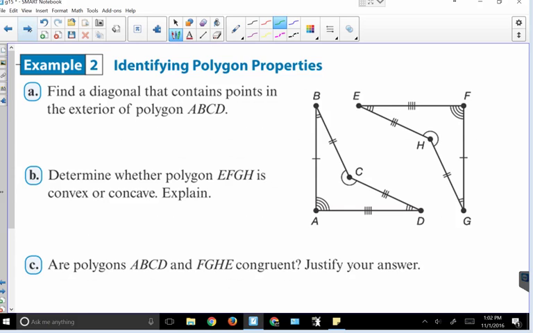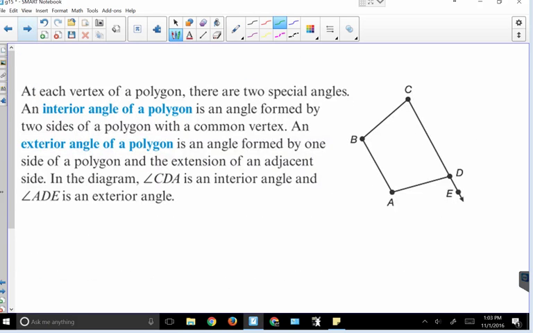So, next one. Interior angles and exterior angles. Just like what they sound. Interior means it's on the inside. Exterior means it's on the outside. Okay? So, we have some theorems that we're going to be working with that work with the exterior and interior angles of polygons, so we need to make sure that we identify which ones are which.